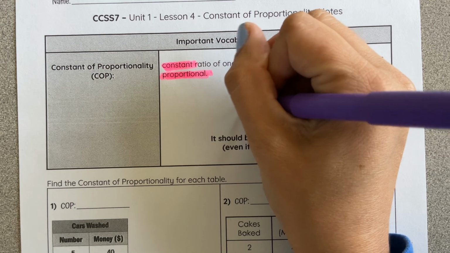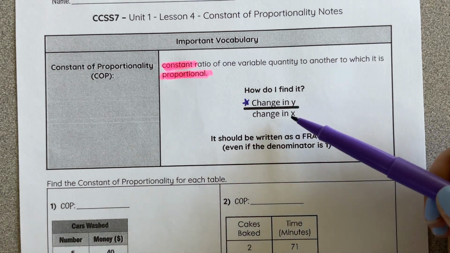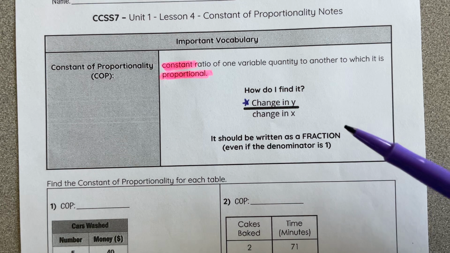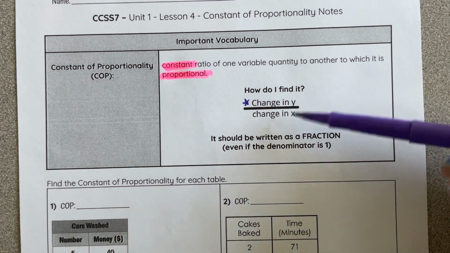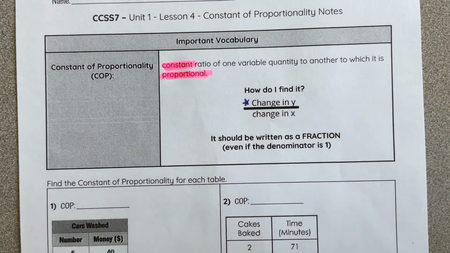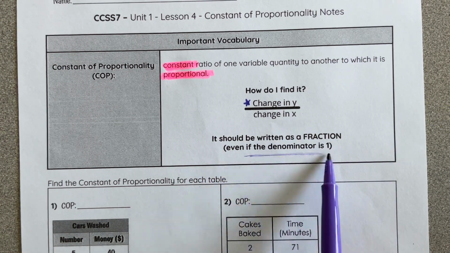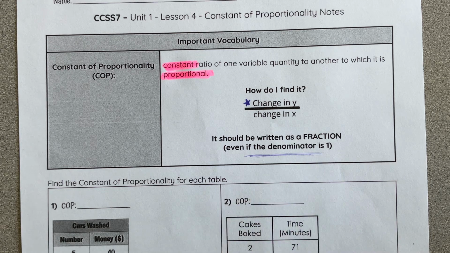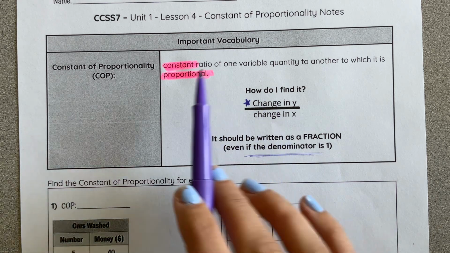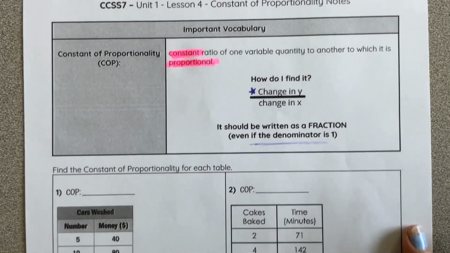This is important because normally when it's presented to us, whether it's in an ordered pair or a table or whatever, x usually comes first and then y. So people will get this wrong. When we are calculating it, you have to put y on top. It's the change in y. And it should be written as a fraction even if the denominator is 1, which is what it's going to be every single time for this because it's a proportional relationship and they all simplify to the same rate.